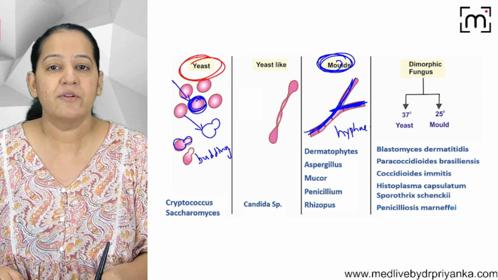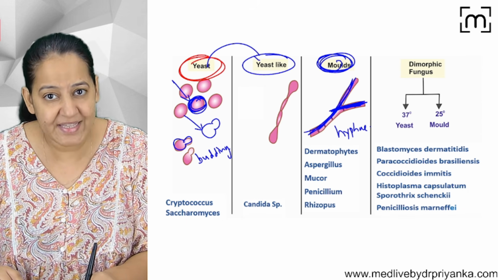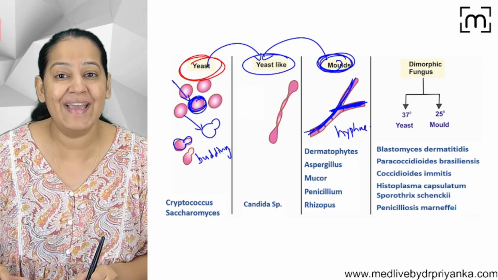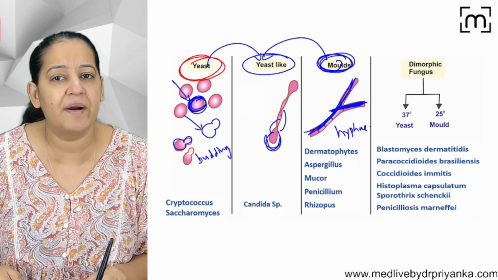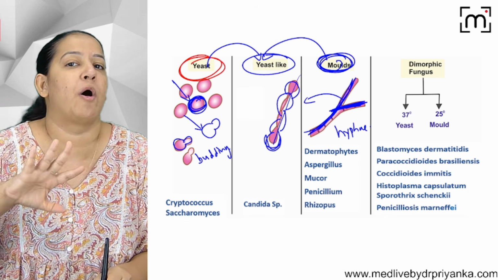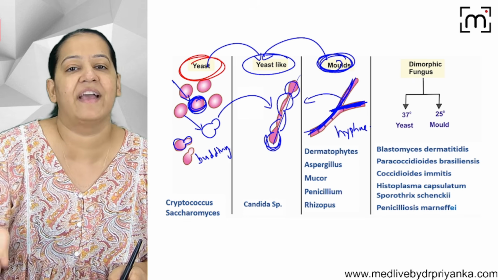That is branching. Now there is a third category that is yeast-like. Why is it known as yeast-like? Actually it is yeast but looks like the mold. That's why it is known as yeast-like. Since it is yeast, it is spherical in shape. But it keeps on dividing by budding, so it looks elongated like the mold, but actually it's not mold. It's yeast only, but it is looking like the mold.